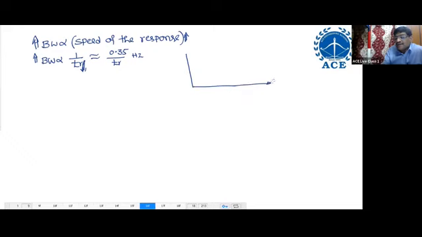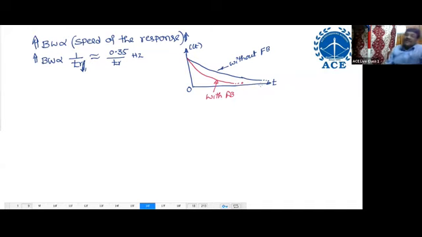This is t, this is c(t). Without feedback, the system response is an exponential decay like this. With feedback, what happens? It decays fast. The response becomes very quick. With feedback, it reaches steady state very quickly.